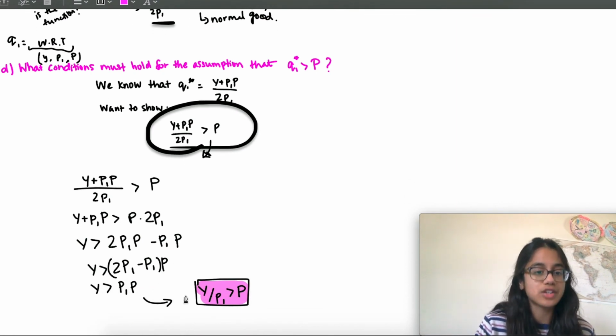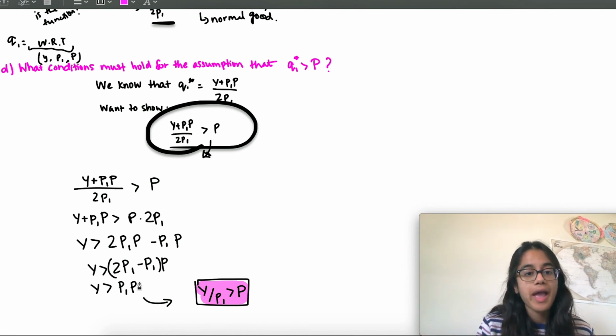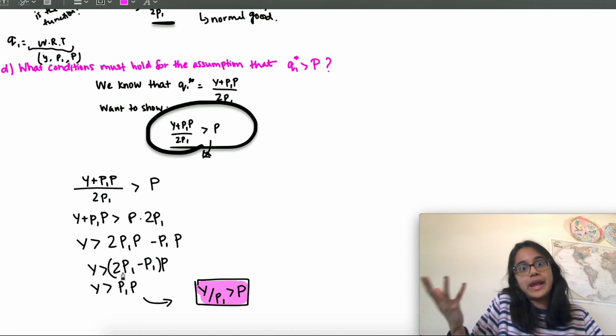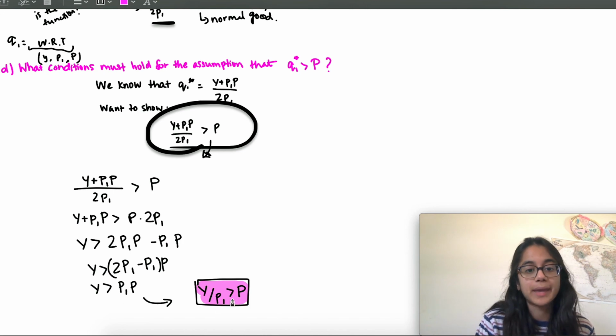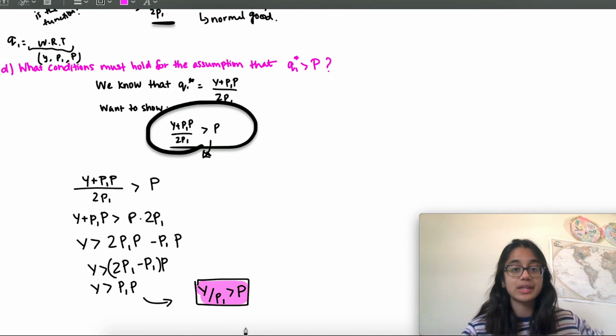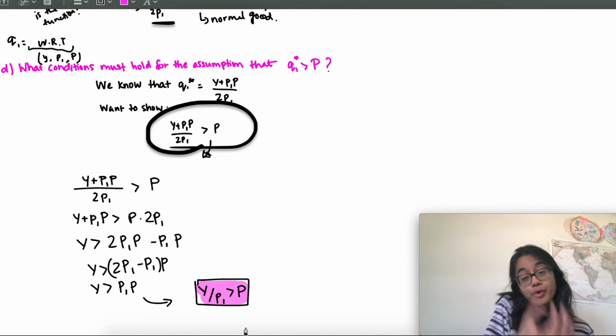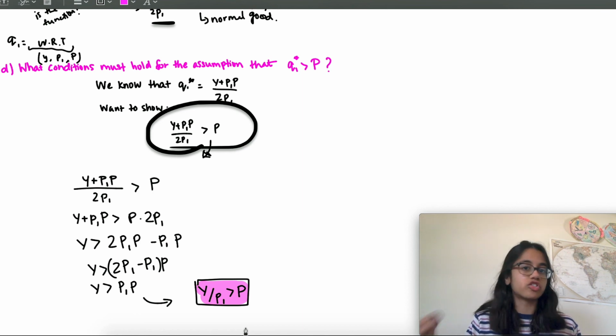I want to solve for P. I want to have P, pollution, by itself. I would end up getting 2p1 minus p1. We just simplified it, and you should end up getting y over p1 is greater than pollution. So what conditions must hold? The income over the price, the total income that you have over the price of the mask, should be greater than our function of pollution.